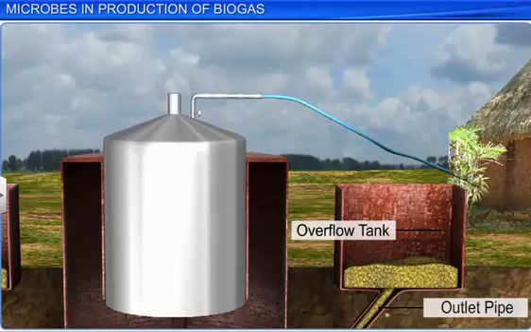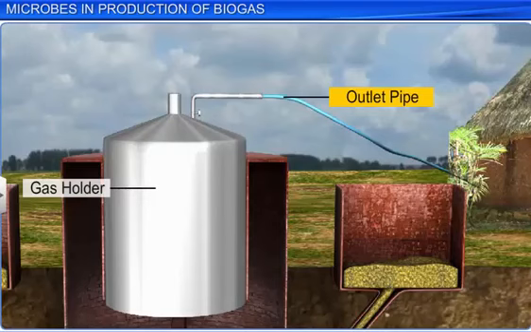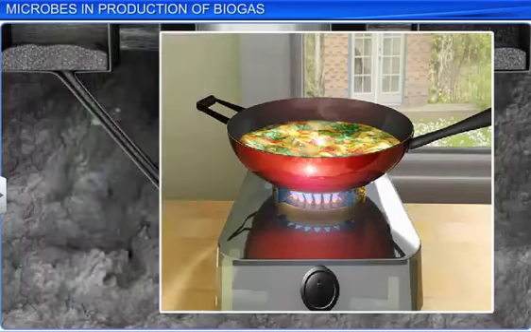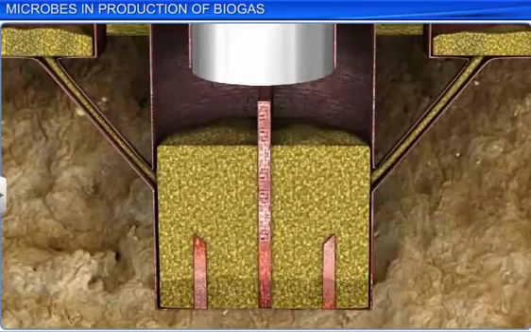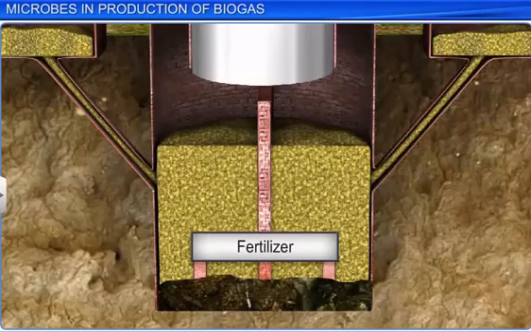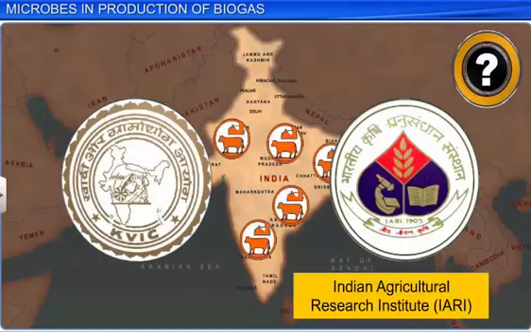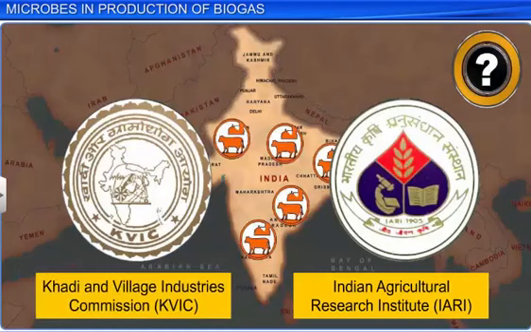The biogas generated reaches nearby houses via an outlet pipe, where it is used for cooking and lighting. The remaining exhausted slurry can be used as fertilizer. Did you know that the technology of biogas production was developed in India by the Indian Agricultural Research Institute, or IARI, and the Khadi and Village Industries Commission, or KVIC?